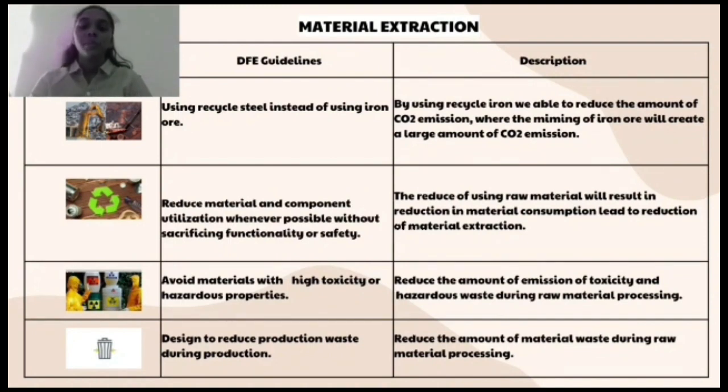Secondly, reduce material and component utilization whenever possible without sacrificing functionality or safety. This is because reducing the use of raw materials will result in reduction in material consumption, leading to reduction of material extraction. Third one, avoid materials with high toxicity and hazardous properties. This is because by avoiding those materials, it helps to reduce the amount of emission of toxicity and hazardous waste during raw material processing. The last one is redesign to reduce production waste during production. This will help to reduce the amount of material waste during raw material processing.